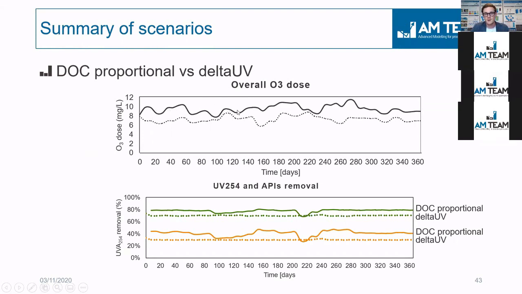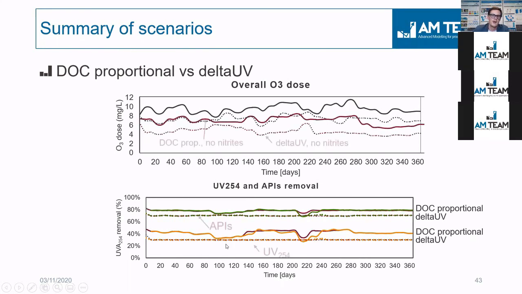For example, the solid curve here is the DOC proportional, while the dotted line represents the delta UV control. Let's control at 30% removal of UV before and after with 2 sensors or 1 sensor. And then you can see the corresponding API removal, the green line, and the corresponding UV removal.